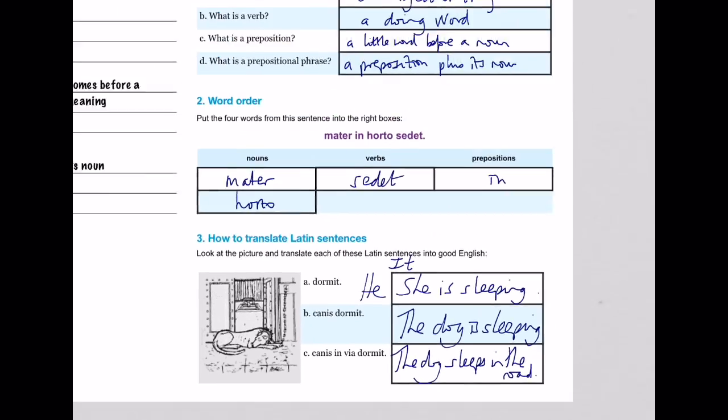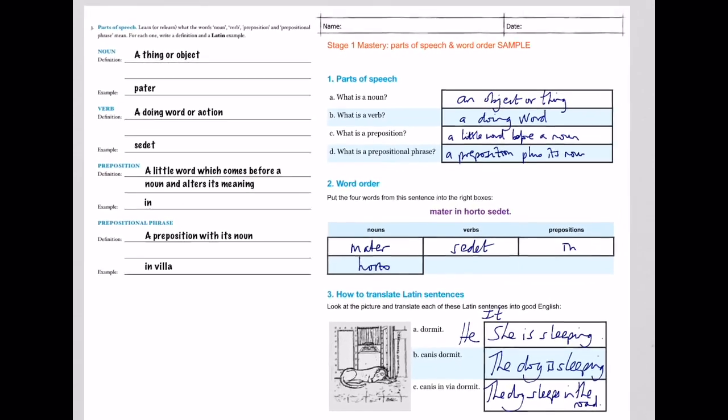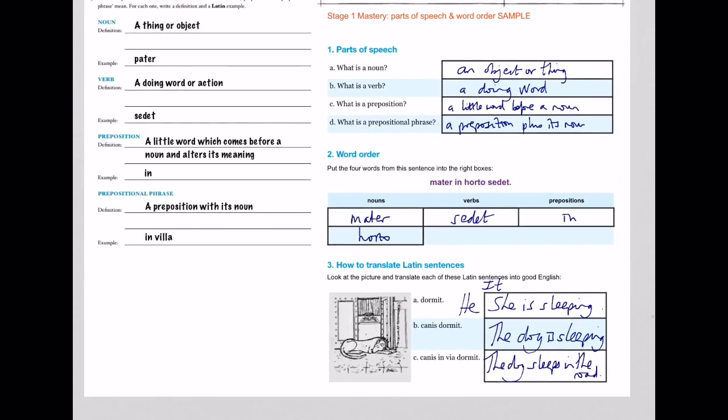So there we have, if I go back to the beginning again, the whole thing, all the answers there, and on the left, the things that you need to know to get that bit right.